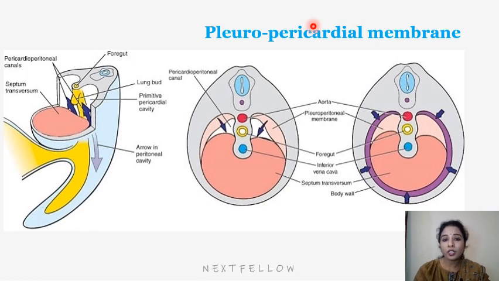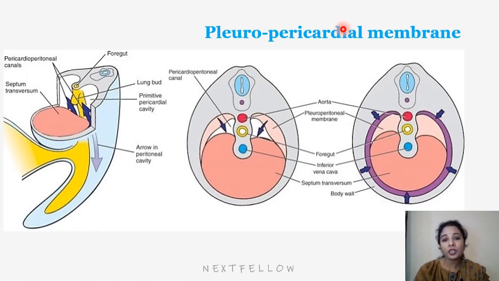So with the growth of the lung bud into the pericardio-peritoneal canals, a pair of membranous ridges are produced in the lateral wall of this canal. The cranial ridge is called the pleuro-pericardial fold, which is present above the developing lung bud, and the caudal ridge is called the pleuro-peritoneal fold, which is present below the lung bud.